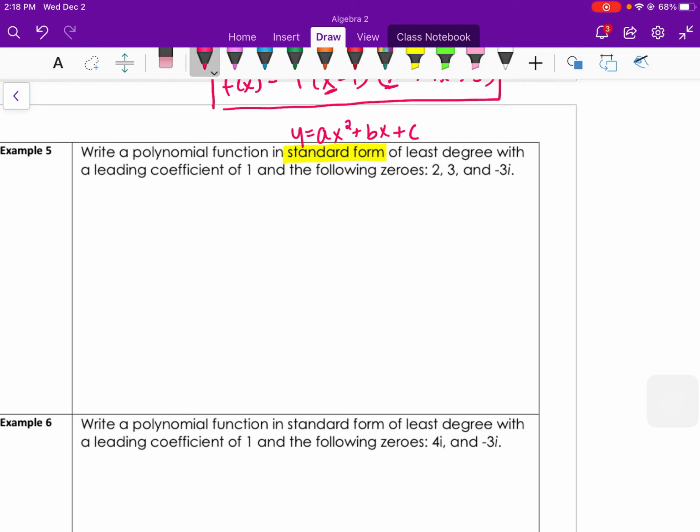We got 3, so x minus 3. And negative 3i. And if I have a negative 3i, since they always come in pairs, if I have negative 3i means I always have a positive 3i too. So I'm going to have x minus 3i and x plus 3i because I'm going to have x minus negative 3i and x minus 3i, so one of each. Now I'm going to multiply these out.